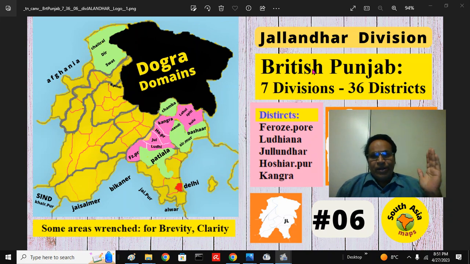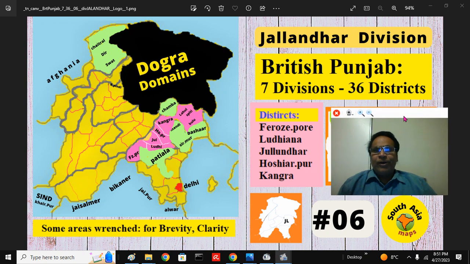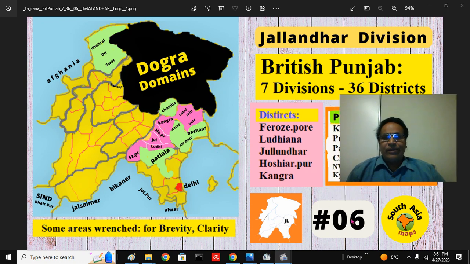That is British Punjab, 7 divisions, 36 districts. This is the Jalandhar Division, the 7th, this is part 6, Jalandhar Division. And we look at this in detail, and I have made certain modifications for brevity and clarity so that the audience can get the basic concept very easily.